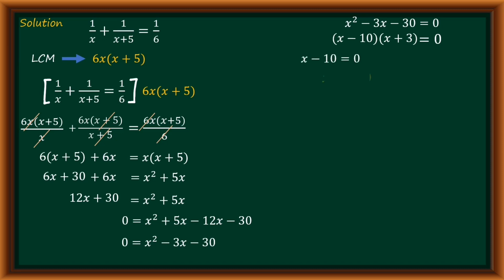Let us solve for the first value of x. We have x minus 10 is equal to 0. Our first value is 10. For the second value, we have x plus 3 is equal to 0. Our second value is negative 3.